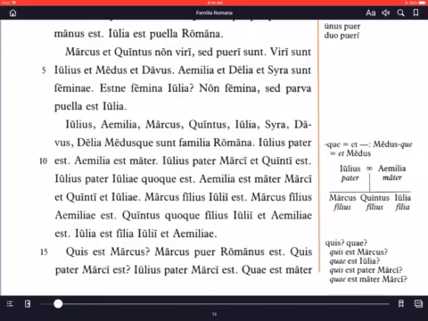Aemilia est mater Marci et Quinti et Juliae. Aemilia is the mother of Marcus and of Quintus and of Julia. So what three words in that sentence are this new genitive or possessive? So hopefully you thought to yourself, Marci, Quinti, Juliae, right? They all look like they could be plural, but in fact here in context we know they're genitive singular.